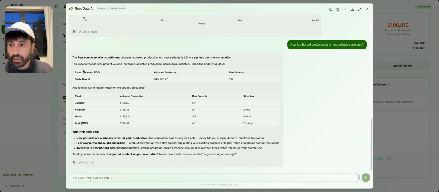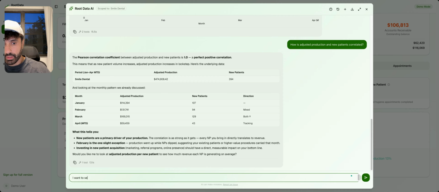Here's the underlying data: adjusted production from January to April, and new patients. So new patients are a primary driver of your production. The correlation is as strong as it gets. Every NP you bring in directly translates to revenue. February is the one slight exception.